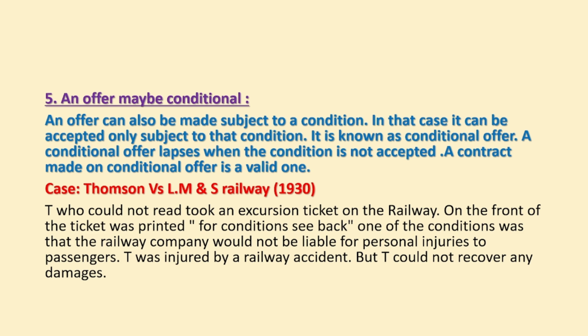While traveling, T was injured by a railway accident, but T could not recover any damages. Because the conditions are there on the ticket, the offerer will follow that only. So T filed a case for the recovery of damages, but it was already printed on the ticket. He cannot say that I don't know, I can't read, I'm illiterate. He should not say anything like that. Those conditions are there, so he has to accept the conditions also. So he can't recover any damages from the railway department.